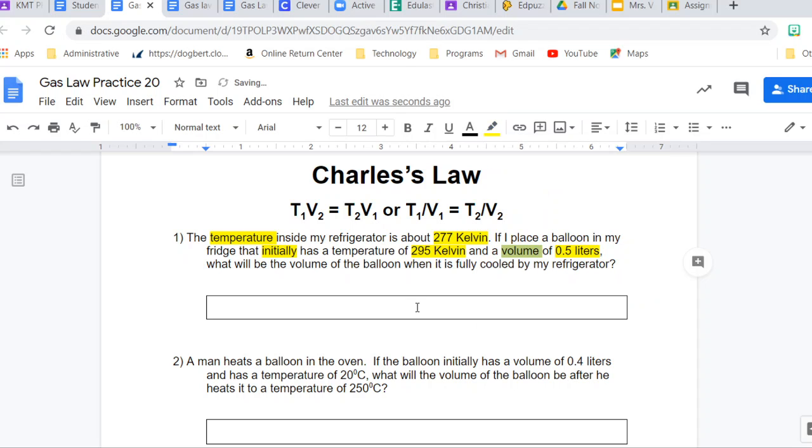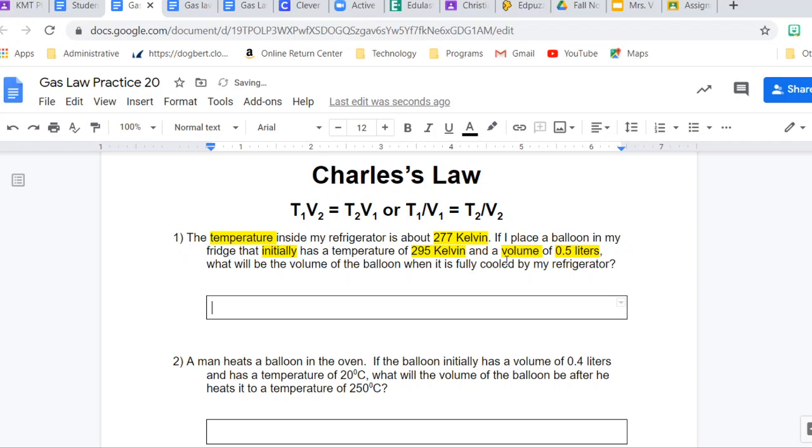All right, so then I know that I'm going to plug these in, but I need to, as you see, there's two different ways to look at it. It's T1 divided by V1, temperature 1 divided by volume 1 equals temperature 2 divided by volume 2. If you cross multiply, you'll get this one. But now you're just going to plug the numbers in.